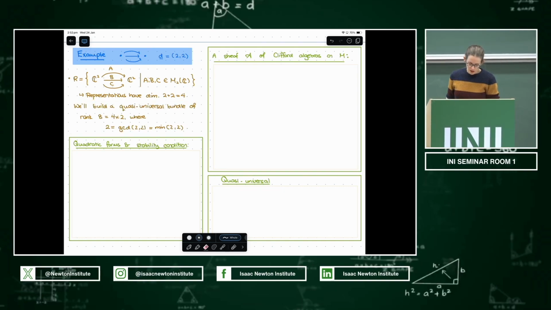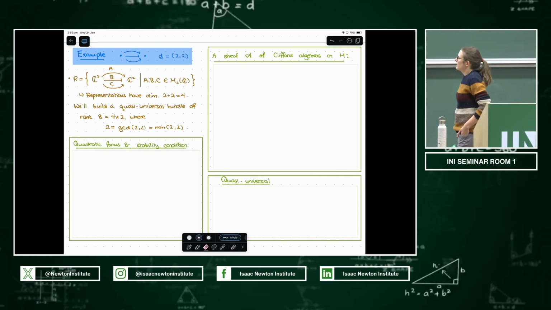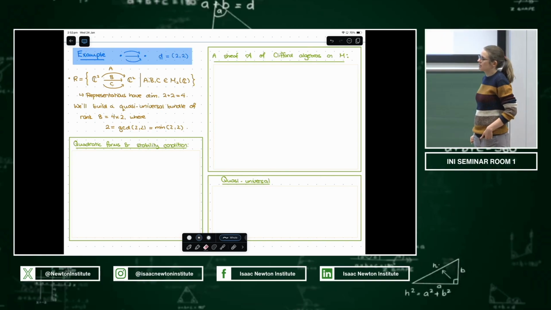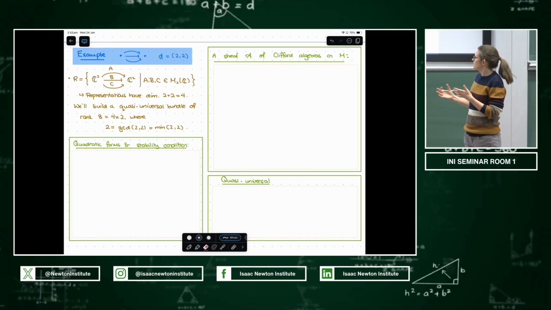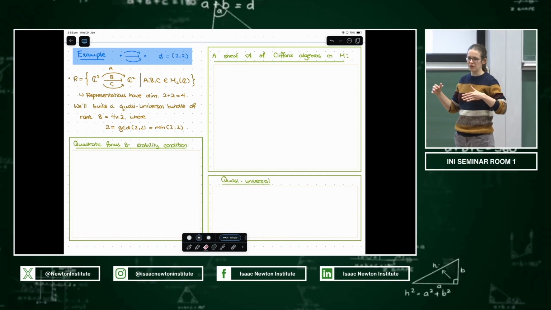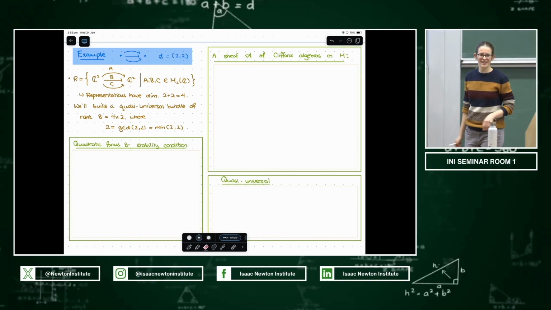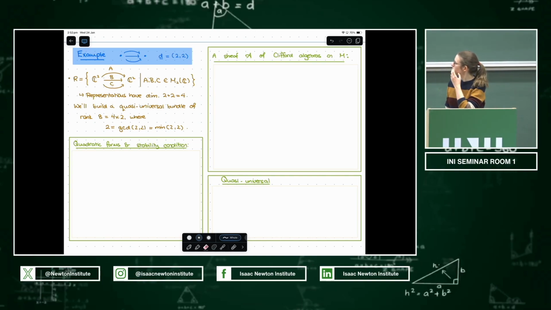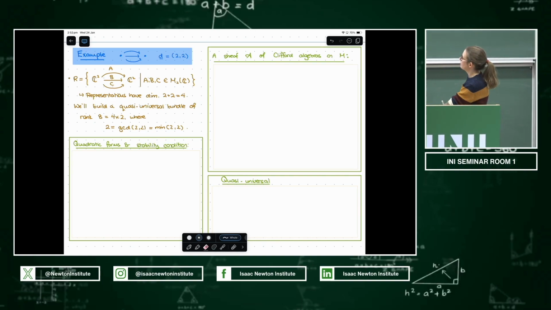And we're going to build a quasi-universal bundle, and it's going to have rank 8. So it's going to be of rank 4 times 2. Unfortunately, this doesn't help us with our question about the minimal thing before, because the 2 is the GCD of 2 and 2, but it's also the minimum of 2 and 2. So it's not helping to clarify which is the best we can do. But at least we have a concrete example.